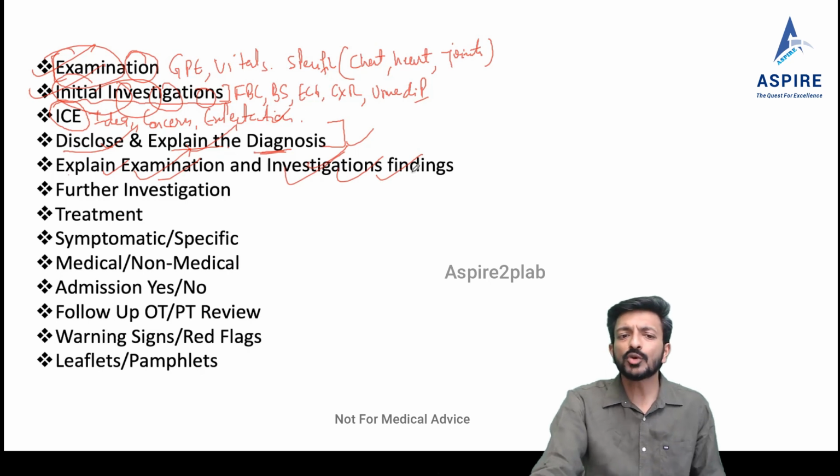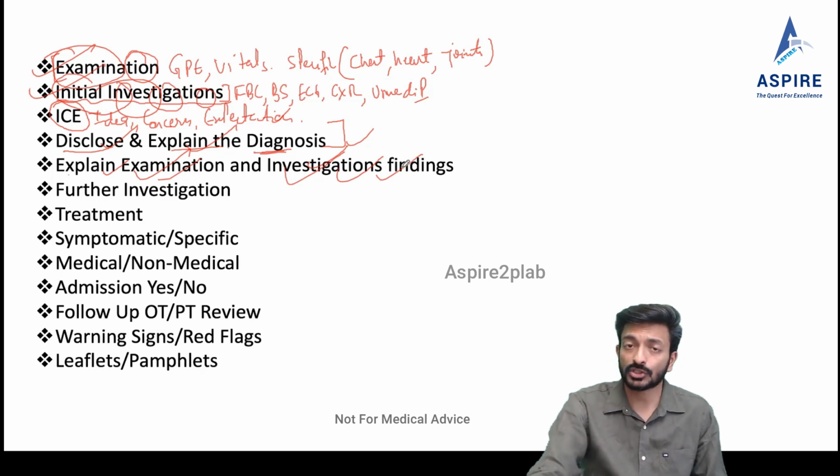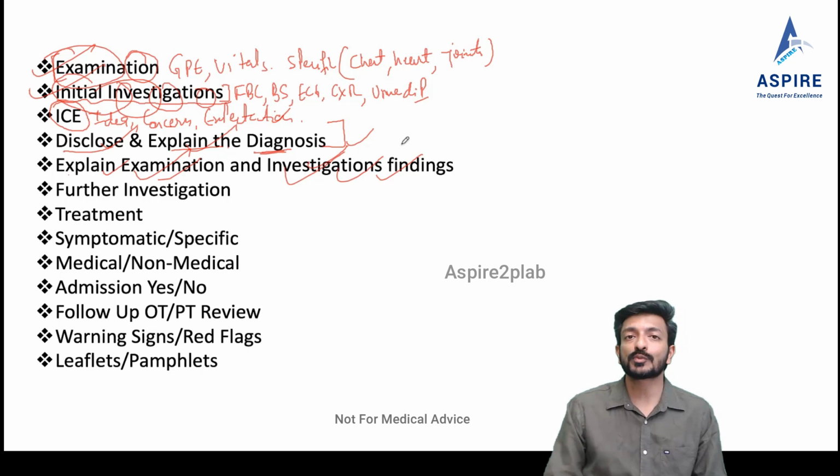Right. Sometimes you might not have an examination and investigation. In that case, you still have to disclose the diagnosis. You can say you might be suffering from this condition. From my assessment and my history, what we are suspecting is that you might have a condition called giant cell arteritis. Again, you are telling them that this is our most probable diagnosis. Right, so that's how you will disclose and explain the diagnosis.